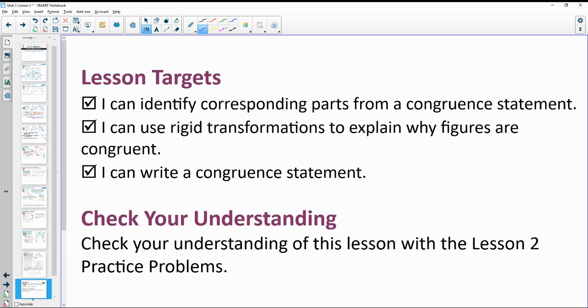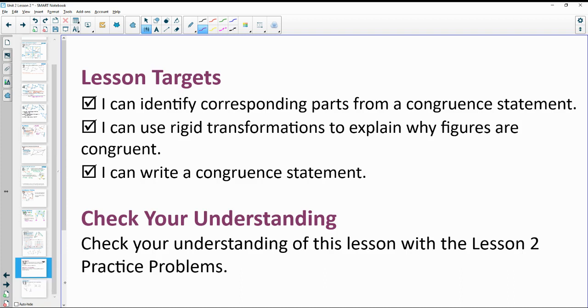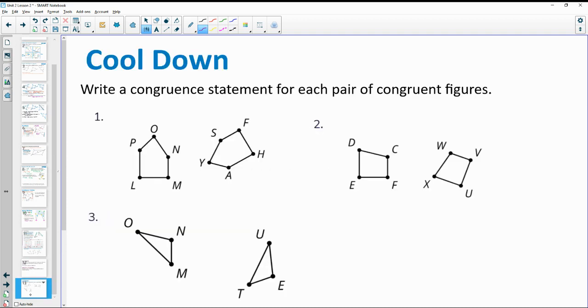Then the learning targets for today were that you can identify corresponding parts from a congruent statement. You can use rigid transformations to explain why figures are congruent. And you can write a congruent statement. So you can go ahead and practice this using the lesson two practice problems. This is also your cool down that you can try. And if you have questions about the cool down or need help with that, you can make sure to ask your teacher.